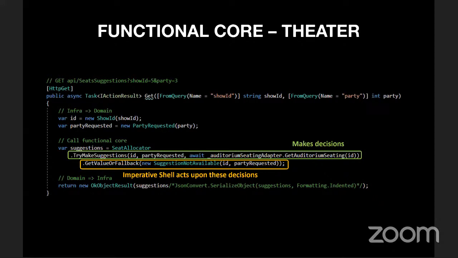is calling the modification of make suggestion. You can see we renamed it to try make suggestion, because it's returning a Maybe. And because in this case it's very simple, there is no other function to call to process correctly, so we immediately get the fallback value. You notice we pass the fallback from the imperative shell. So the try make suggestion doesn't provide the suggestion not available. The default value, it provides an empty Maybe. So the imperative shell acts on this decision and makes the decision to put the value itself into the suggestions local variable.